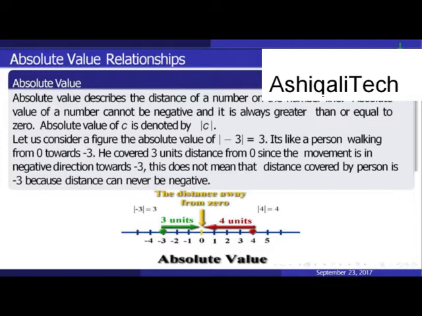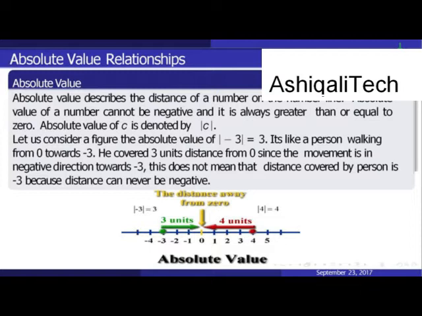Absolute value of c is denoted by |c|. Let us consider the figure below. The absolute value of minus 3, |−3|, is equal to 3. It's like a person walking from 0 towards minus 3. He covered 3 units distance from 0.